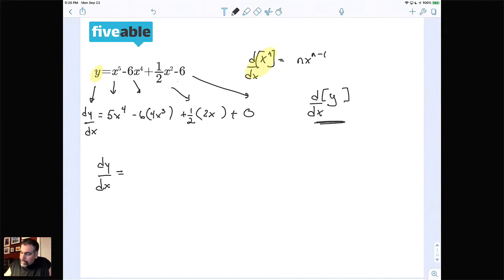And now I can go through and simplify. 5x to the fourth is nice. We don't have to do anything there. In this expression, we have some factors that can be multiplied together. That's going to be negative 24x cubed. Over here, we've got a 2 times a 1/2. That's going to cancel and give us a 1, so just a 1x there. And the 0 can be left off. So our final answer can be written as the derivative of y with respect to x, or dy over dx, is equal to 5x to the fourth minus 24x cubed plus x.